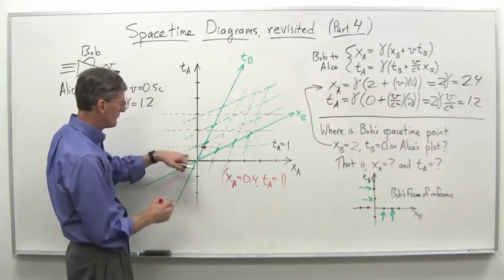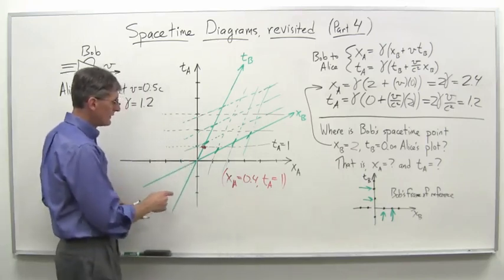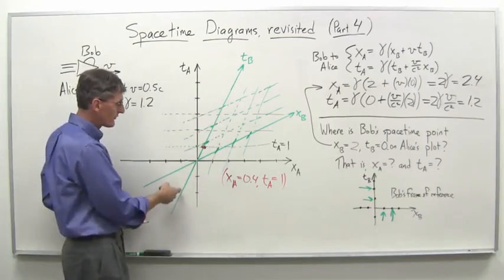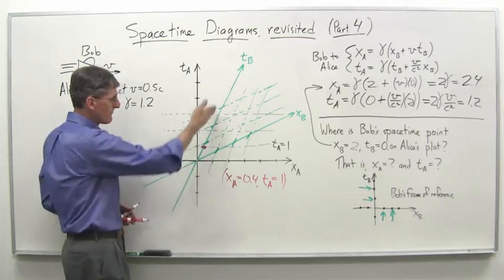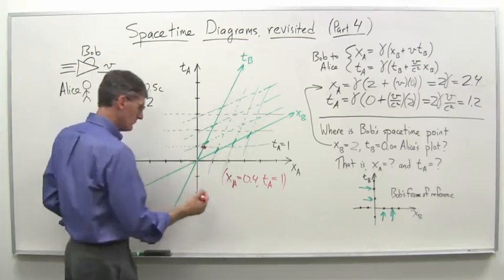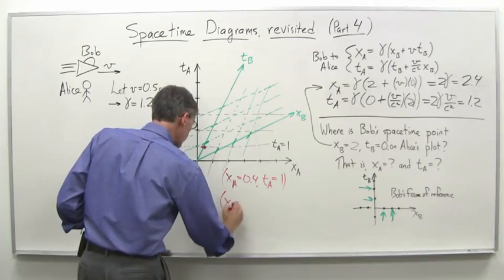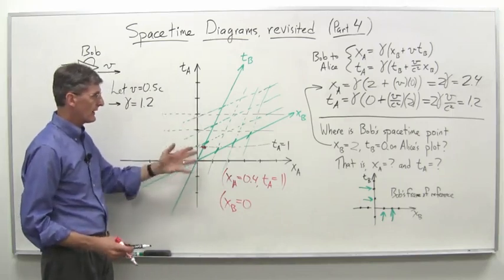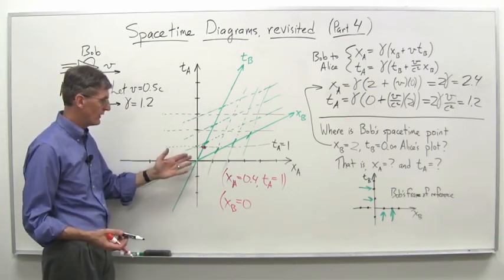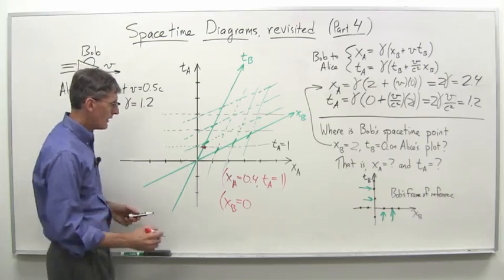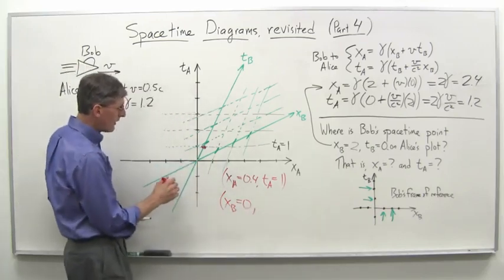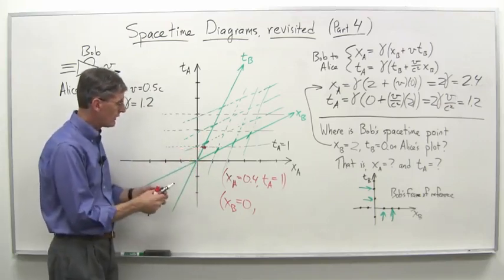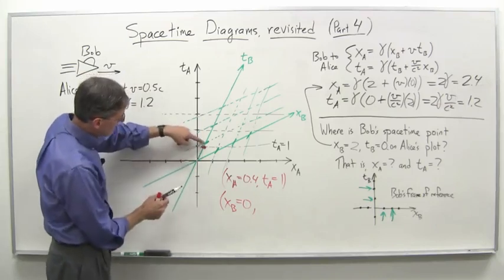So for this flash of light for Bob, clearly it's happening on his time axis, so that's x sub b equals 0 for him. Okay, it's happening right where he is, so it'd be x sub b equals 0, okay? Because the t sub b axis is, by definition, x sub b equals 0, his location. And what's the time for him? The time for him is, well, note where the t sub b equals 1 point is. It's right here.